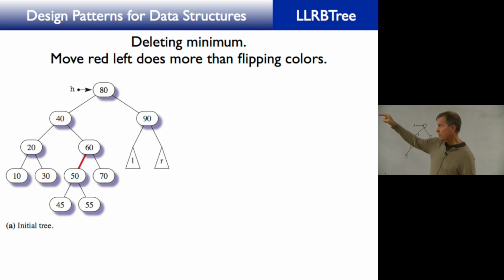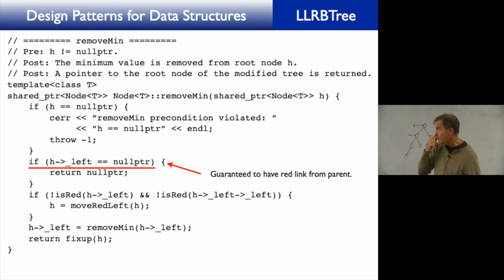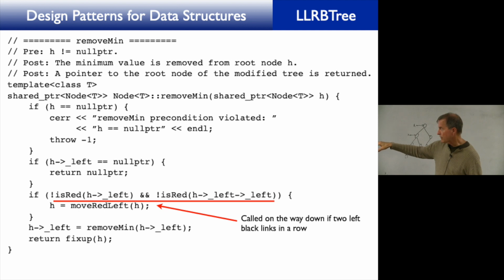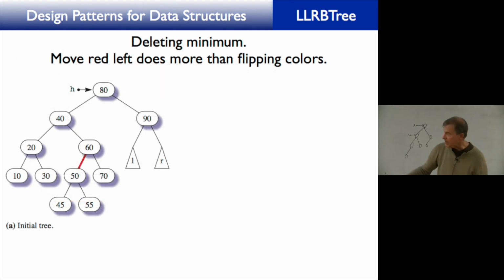Okay, so now let's start off at the beginning. H is pointing to 80. So now what happens? Here's the code for remove min. If H left equals null, it's not that. So first we check to see if there are two black lefts in a row. Let's go back to our figure. Yes, there are. If we look at our figure, there are two left black links in a row. There's a black link from 80 to 40, and then from 40 to 20. So what happens at 80?